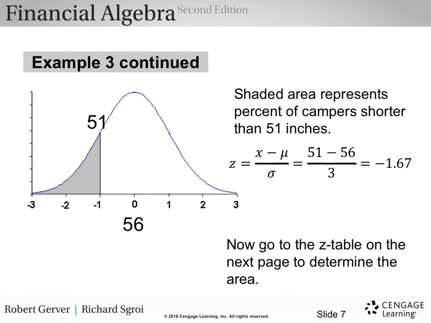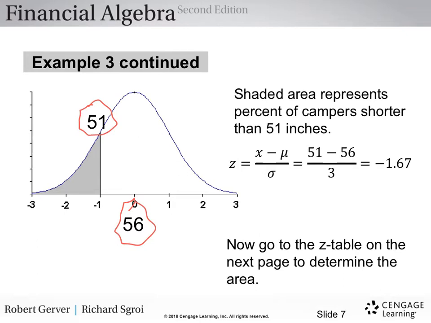All right, so let's look. We got the normal curve because it's normally distributed. Now the mean is 56, so that means right in the middle here is the mean. And the minimum height is going to be 51. So therefore, this shaded region here represents the percent of campers shorter than 51 inches, okay?